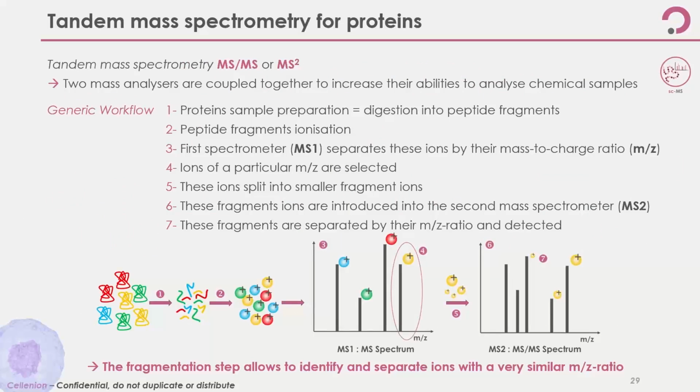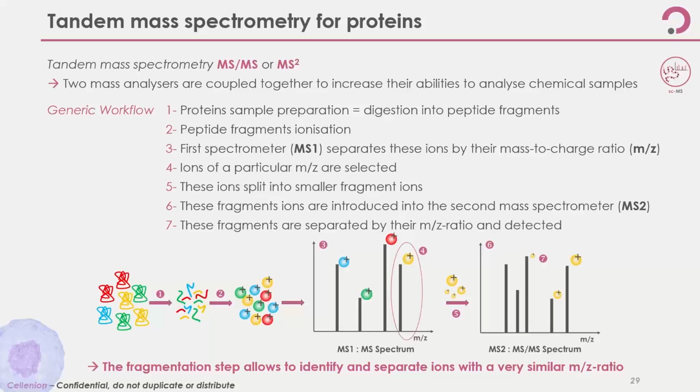Very briefly, because I'm not sure how familiar you are with tandem mass spectrometry for proteins, a short recap of the technique. Tandem mass spectrometry is a technique that uses two mass analyzers that are coupled together to increase the ability to analyze chemical samples.